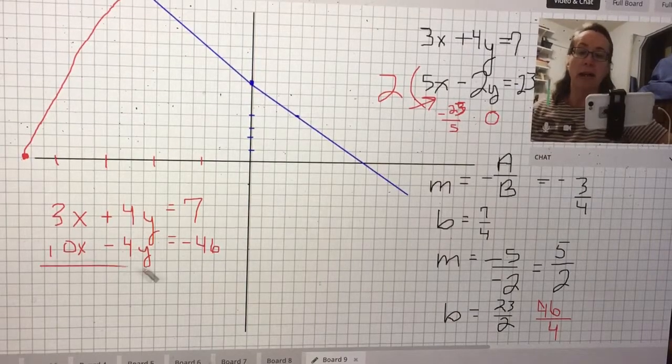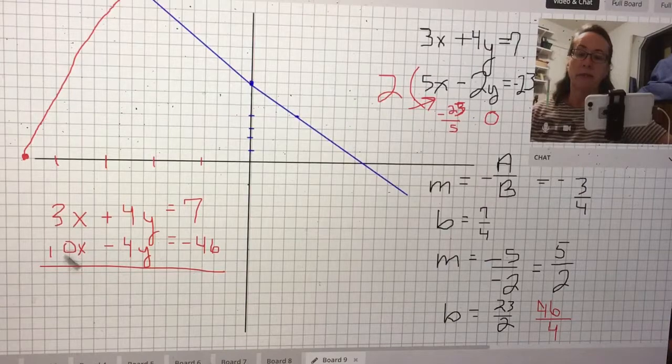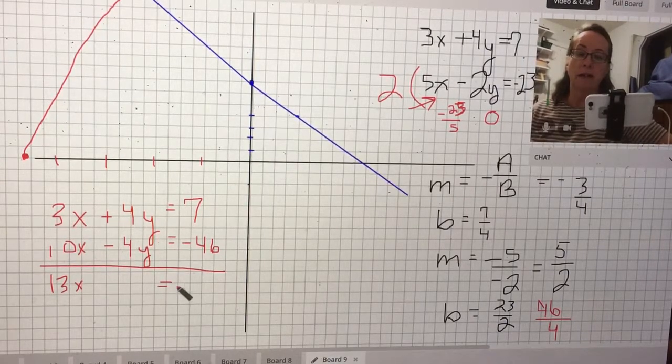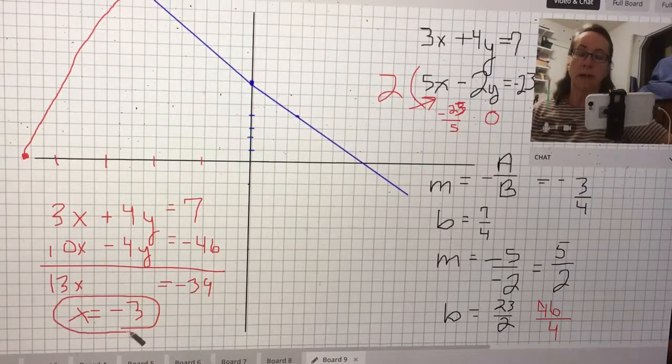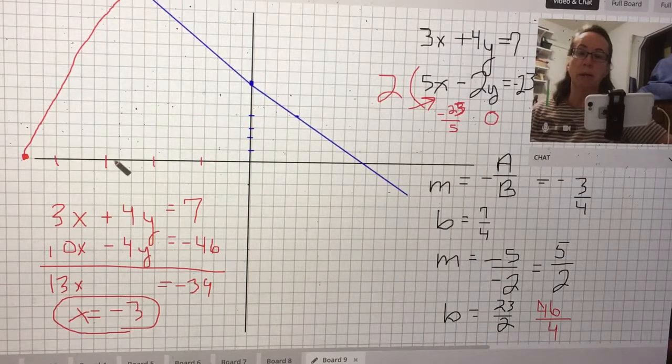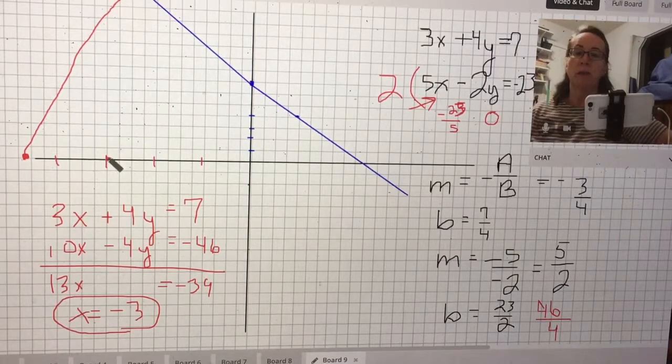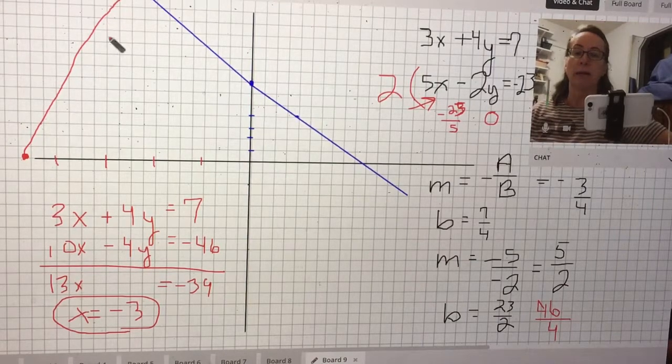Okay, so now when I add them together, I get 13x is equal to a negative 39, which means that x is equal to a negative 3. Okay, so x is equal to a negative 3. Now remember, this is 1, 2, 3. So we said it was x was equal to way up here somewhere.